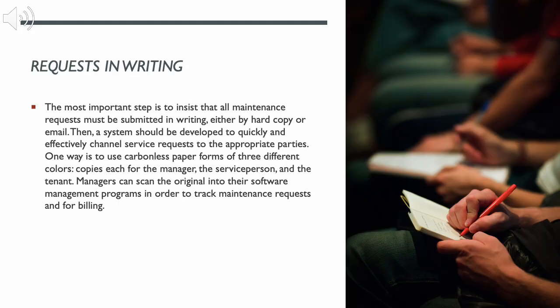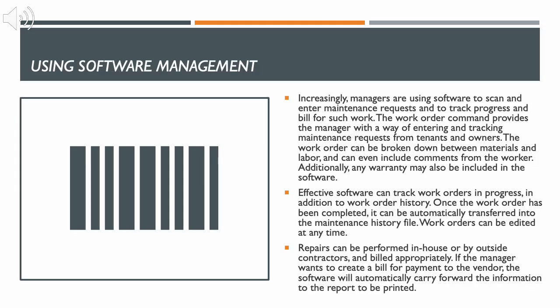Requests in writing. The most important step is to insist that all maintenance requests must be submitted in writing, either by hard copy or email. Then, a system should be developed to quickly and effectively channel service requests to the appropriate parties. One way is to use carbonless paper forms of 3 different colors copies, each for the manager, the service person, and the tenant. Managers can scan the original into their software management programs in order to track maintenance requests and for billing.